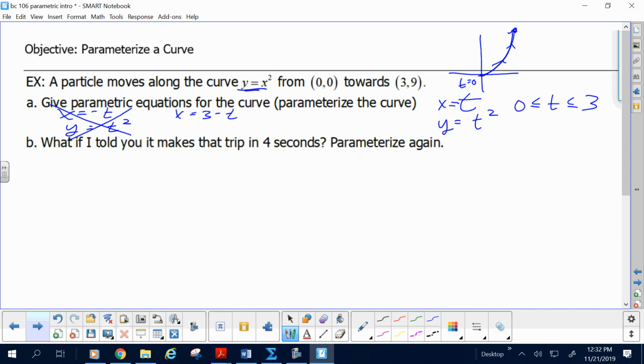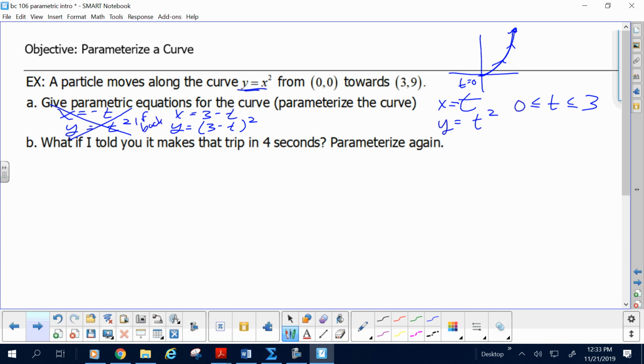Now let's do y. The easiest way to do this is once you have x nailed, use it to find y. If y equals x squared, then doesn't y have to be (3 minus t) squared? Let's make sure that works. At time 0, what's y? Nine. And at time 3, what's y? 0. So that seems to be working. Do you agree? Yes. Questions?